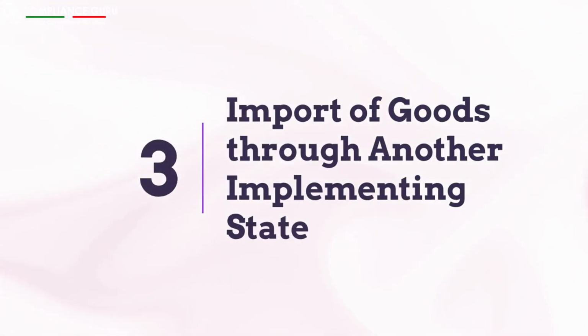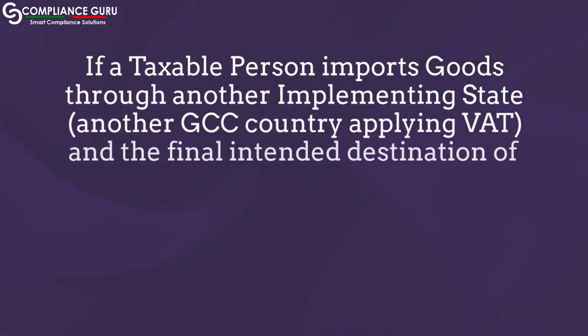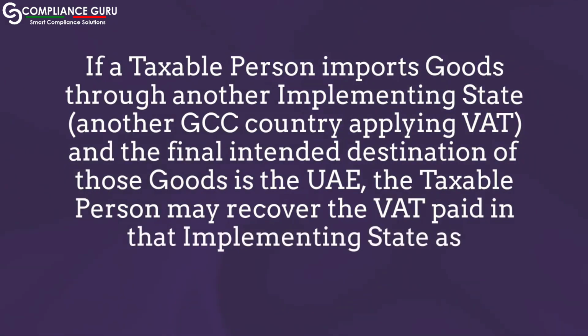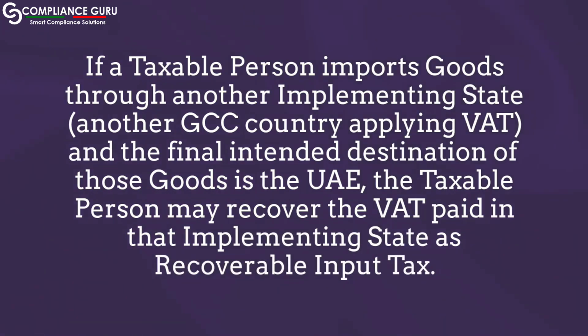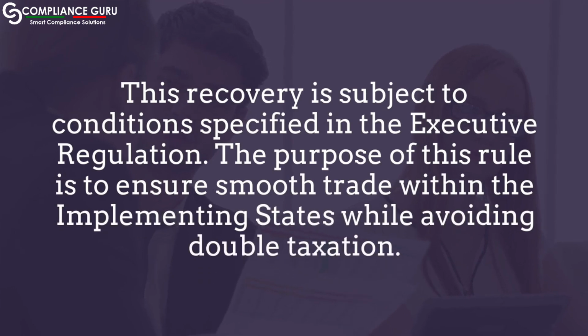3. Import of goods through another implementing state. If a taxable person imports goods through another implementing state, another GCC country applying VAT, and the final intended destination of those goods is the UAE, the taxable person may recover the VAT paid in that implementing state as recoverable input tax. This recovery is subject to conditions specified in the executive regulation. The purpose of this rule is to ensure smooth trade within the implementing states while avoiding double taxation.